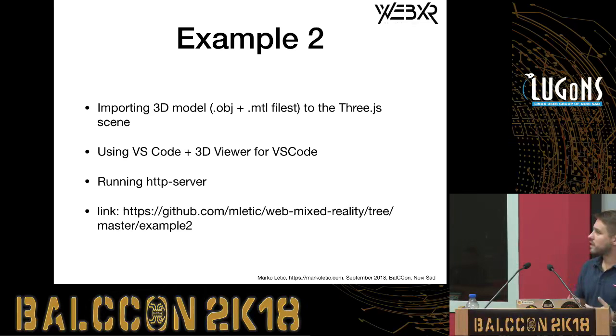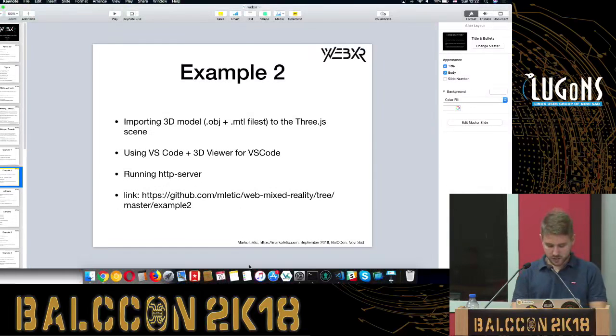But now we're gonna import a 3D model, which is basically an OBJ file plus some material files that it has. I basically created in 3D Max a 3D model of the logo of Balkan, so we're gonna use that. We're gonna use this 3D viewer, and that's it. You have the link also here, but if you just download the entire repository, you're fine. So let's go to the example 2.